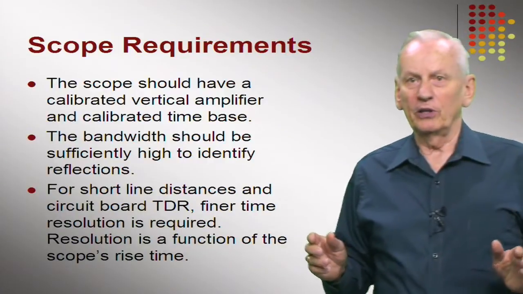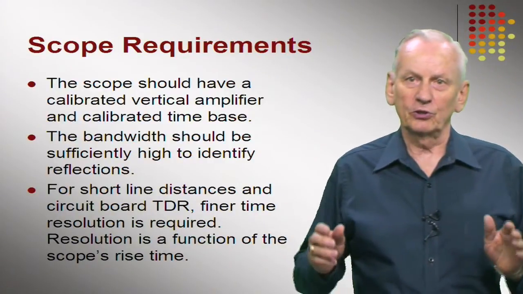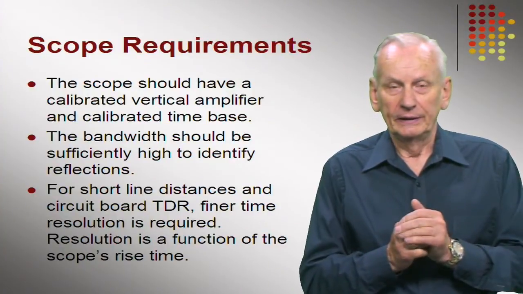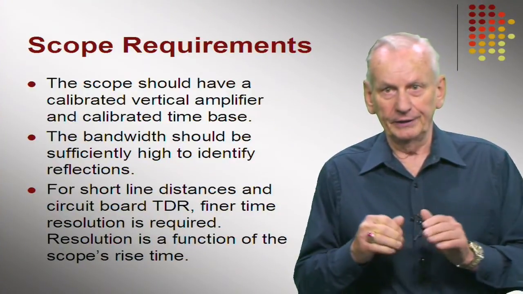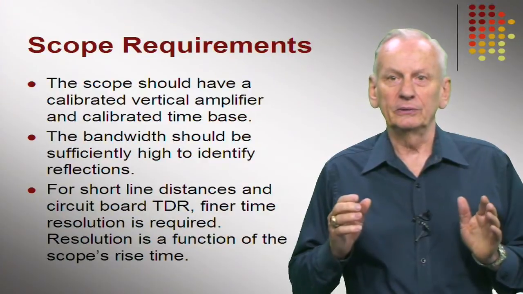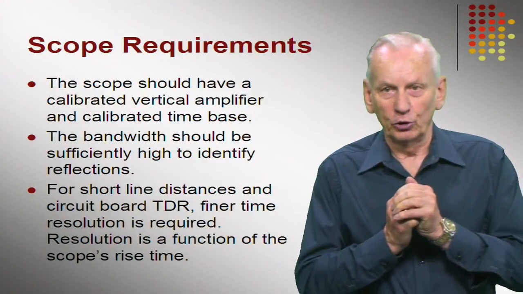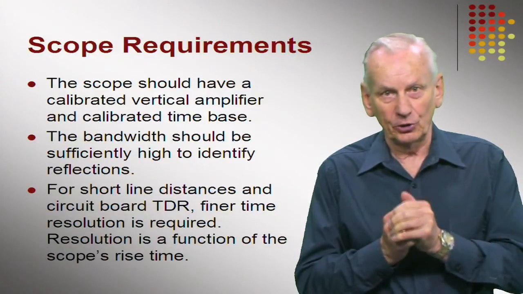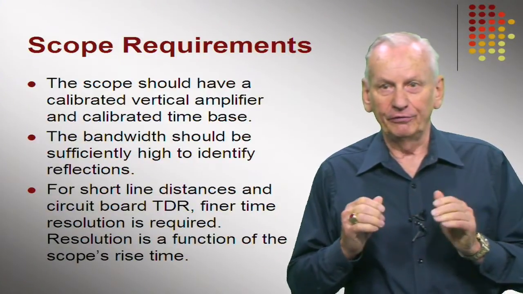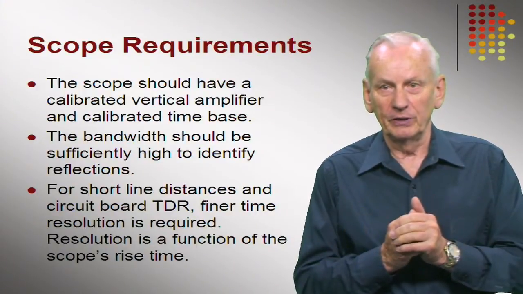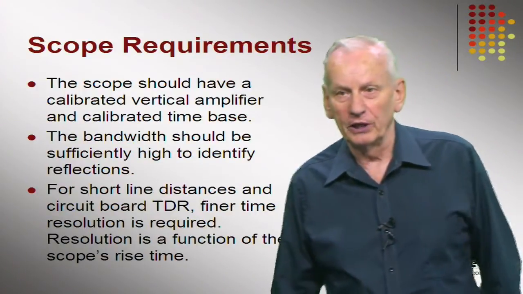Now, the oscilloscope also has some requirements. The scope should have a calibrated vertical and horizontal time base. The bandwidth should be of sufficiently high characteristic to identify reflections. And for short line distances and circuit board TDR, a finer time resolution is required. Resolution, as you remember, is a function of the scope's rise time.